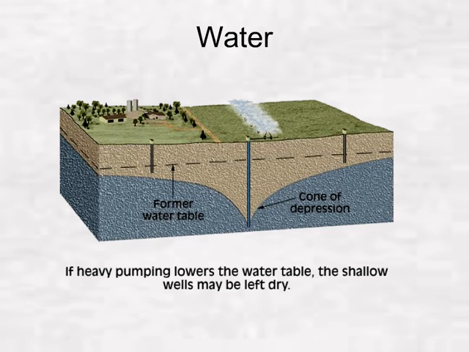If you have a lot of wells and a lot of pumping, the entire water table can go down. And shallow wells can then be left high and dry as the water table moves down beneath them.